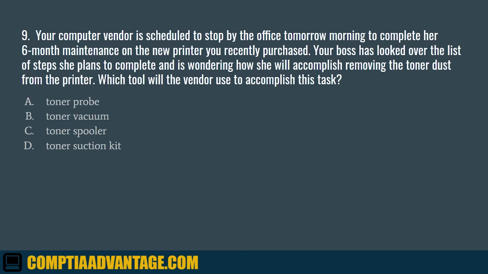Your boss has looked over the list of steps she plans to complete and is wondering how she will accomplish removing the toner dust from the printer. Which tool will the vendor use to accomplish this task? A. Toner probe, B. Toner vacuum, C. Toner spooler, D. Toner suction kit. The correct answer is B.